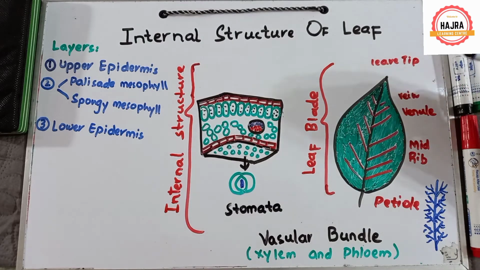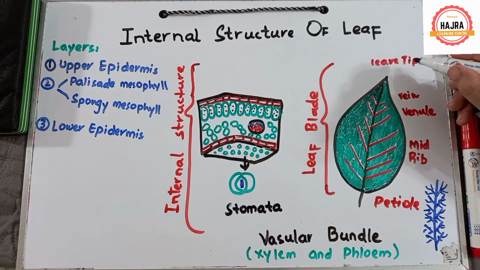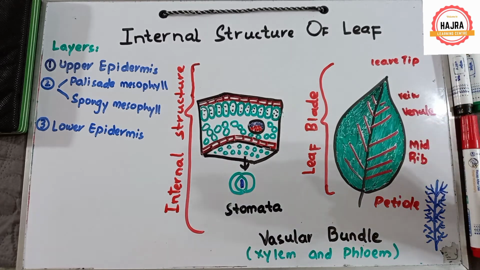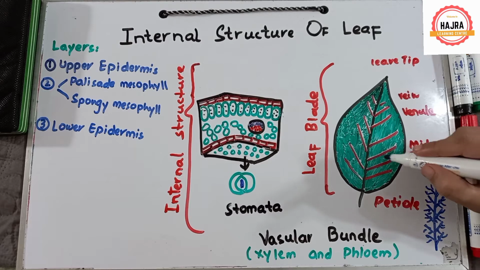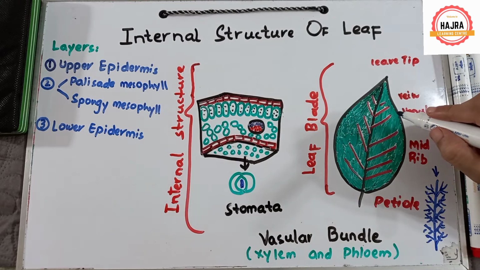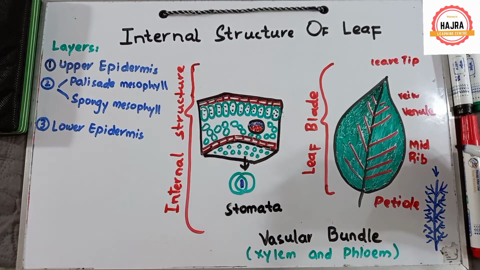Let me repeat my words. The topmost section of leaf is called leaf tip. On the surface of the leaf, there is a main vein which is called midrib. And from the midrib, small veins are coming out, this one, the red one. And from the veins, small sub-veins are rising. So this is the physical structure of leaf.